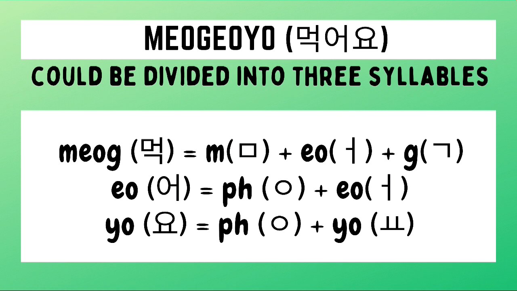How do you write 먹어요 in Hangul? This is composed of three syllables. The first syllable is 먹, and this is composed of a mium character followed by the 어 character followed by the gy character. For the second syllable 어, we need to draw first a no sound or a placeholder ing followed by the 어 character. And then for the last syllable yo, we need to draw first another no sound or placeholder ing followed by the yo character itself. And then we just need to combine the Hangul for each of these three syllables to form the Hangul of the word 먹어요.